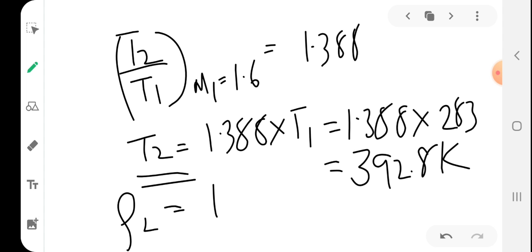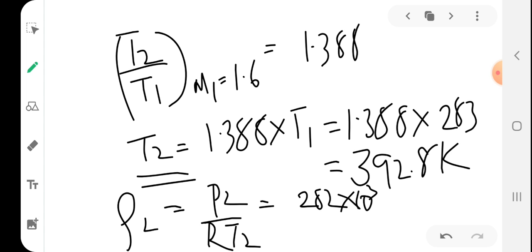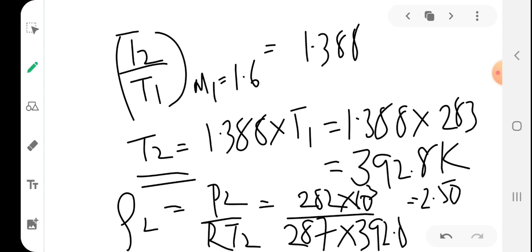Rho 2 was asked. Rho 2 is P2 by RT2, and P2 obtained is 282 kilopascal, right? You have to change it into SI, Pascal, then only you can divide with another SI unit. R is 287, you know the value of R for air, and temperature is 392.8, and you will get a value around 2.5 kilogram per meter cube. So this is the procedure for finding the answer for this particular problem across a normal shock.